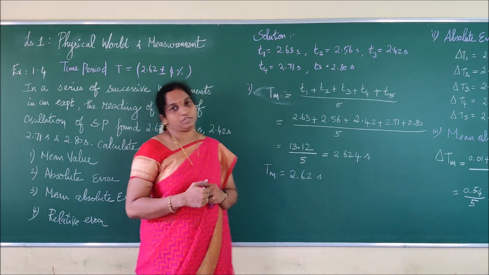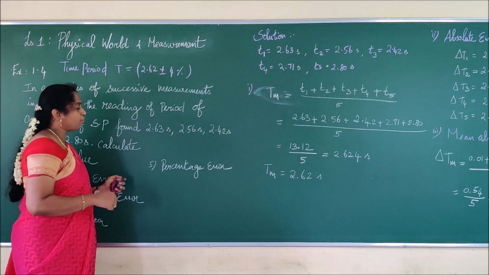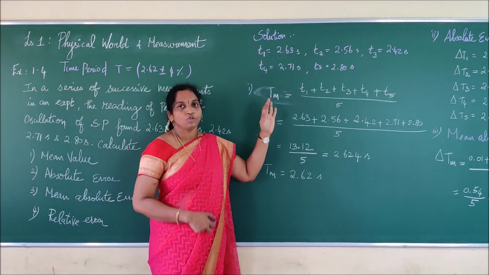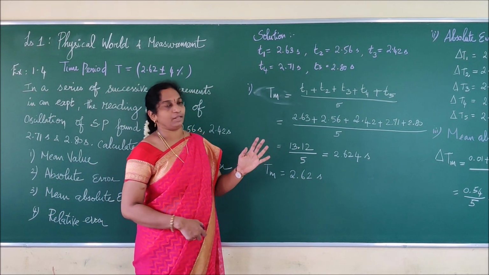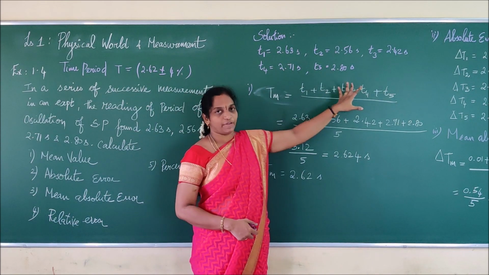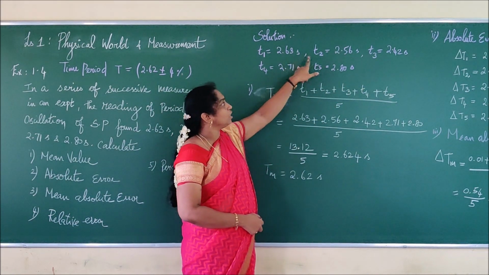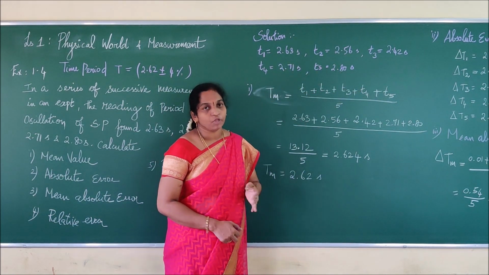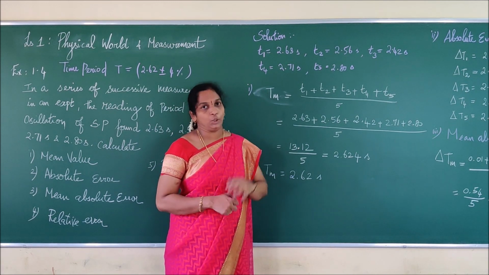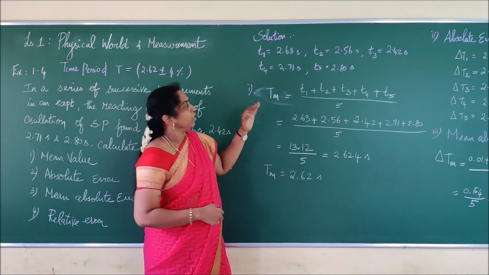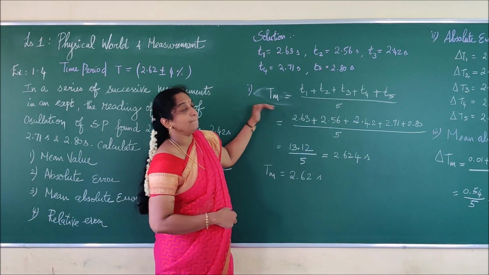We will start it first. To find a mean value, first we have to write the given data. So we have 5 sets of time period. We represent all the 5 sets. Everything has been given in terms of what? Second. So it is a given fundamental unit. Then we will go for the first one, the mean value.